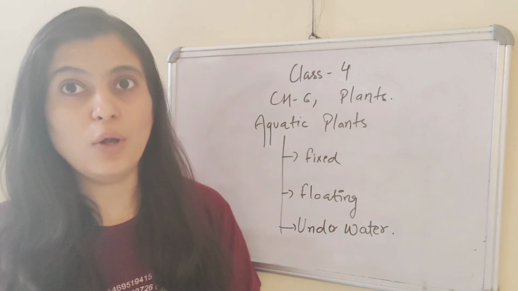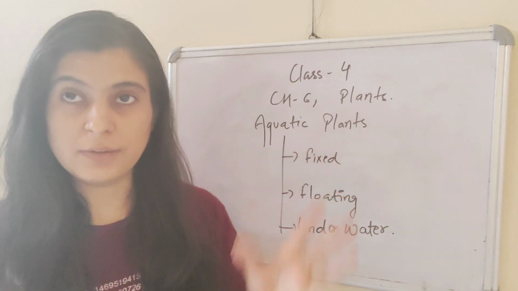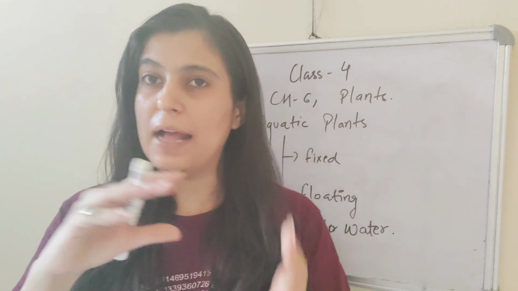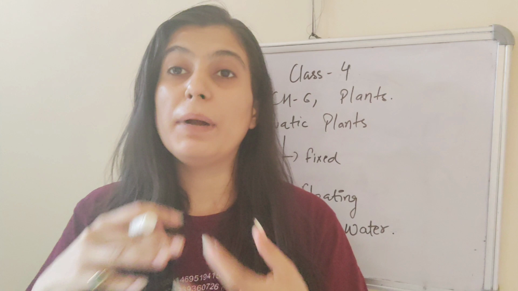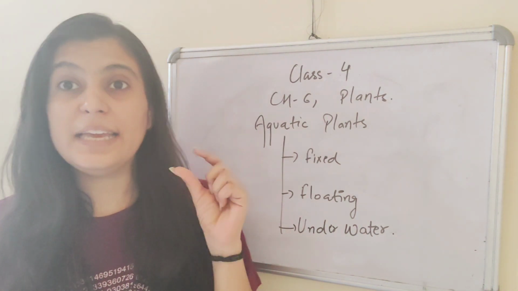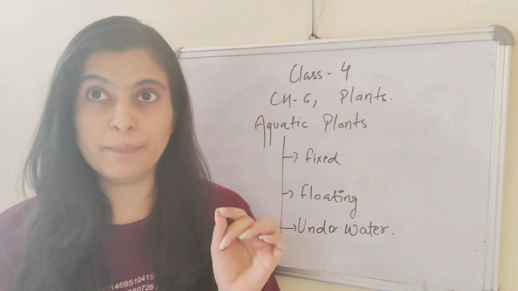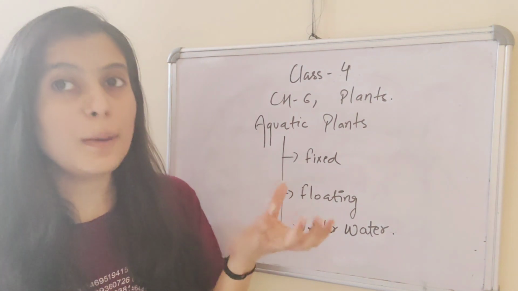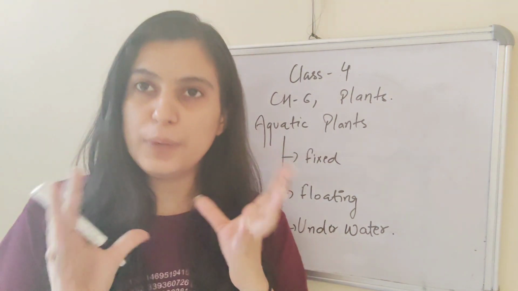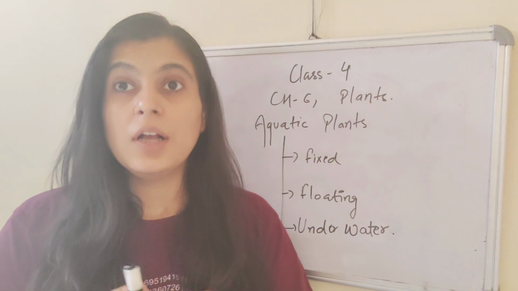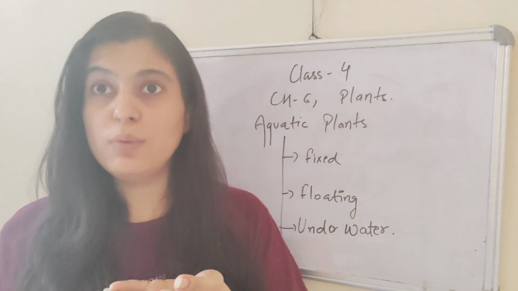Now, first of all, what are fixed plants? With the name fixed, you can understand that the plants are literally fixed. But where are they fixed? They are fixed on the bed of the pond. And they have a hollow stem. Also, the stem is very light. What about the leaves? The leaves are very large and somewhat submerged in the water. The lower side is submerged in the water.